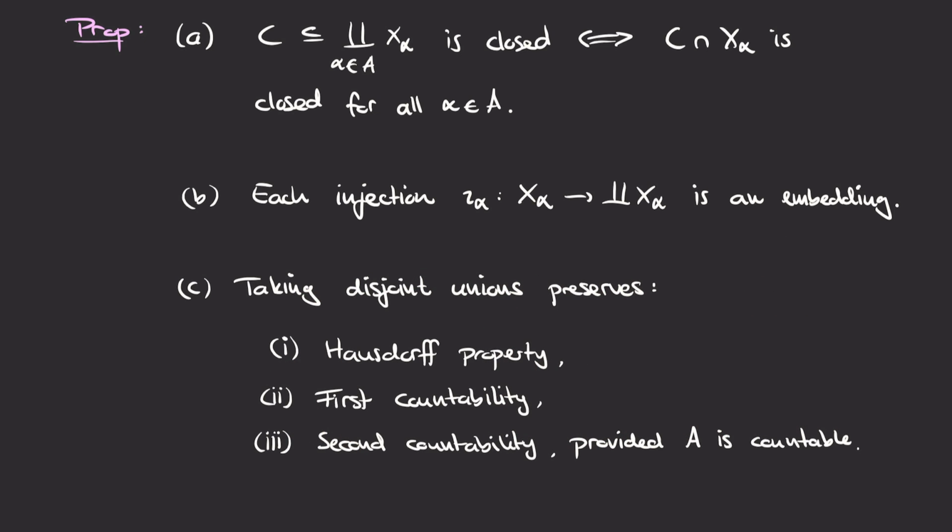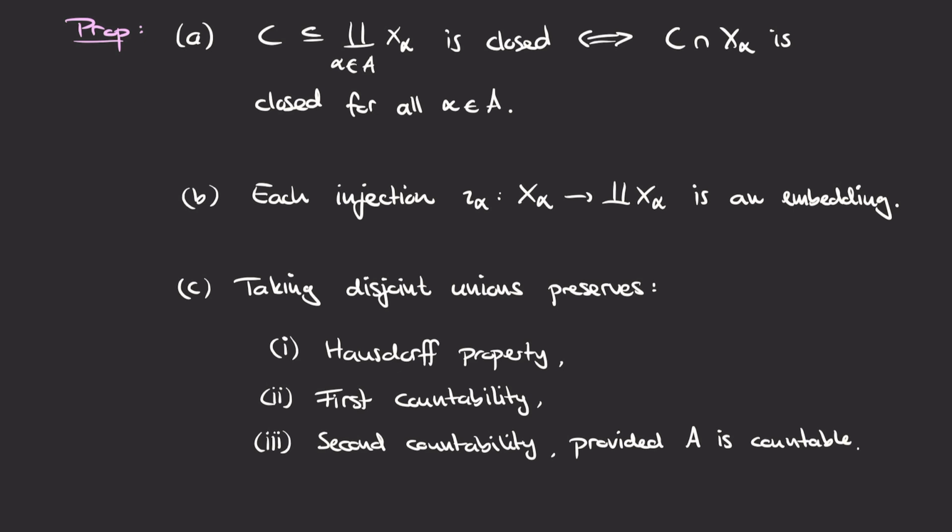Finally, the last property we'll discuss concerns preservation of certain properties. It says that if we take disjoint unions of spaces, then the following properties are preserved. First, the Hausdorff property is preserved. So if each of the component spaces X alpha are Hausdorff spaces, then so is the disjoint union space. Second, if each of the X alphas is first countable, then also the disjoint union space will be first countable. And finally, if each of the X alphas in the family is second countable, and moreover this family A is a countable set, then the entire disjoint union over this countable collection of spaces will be second countable.